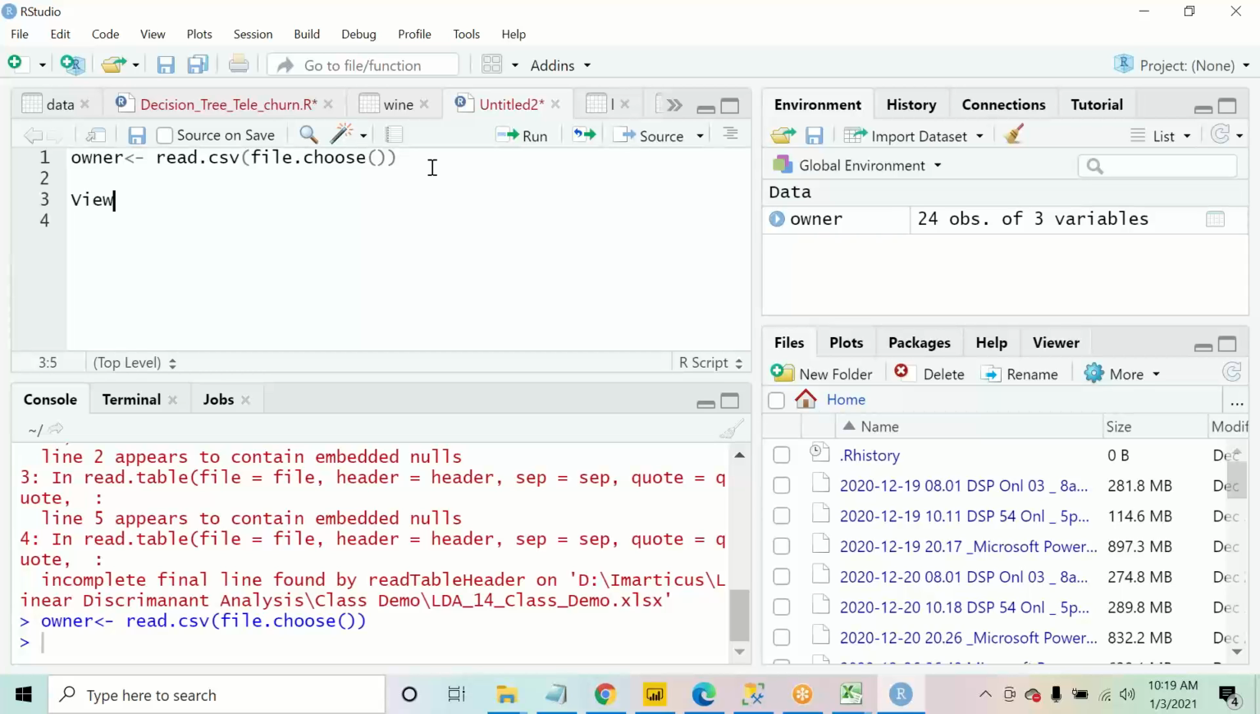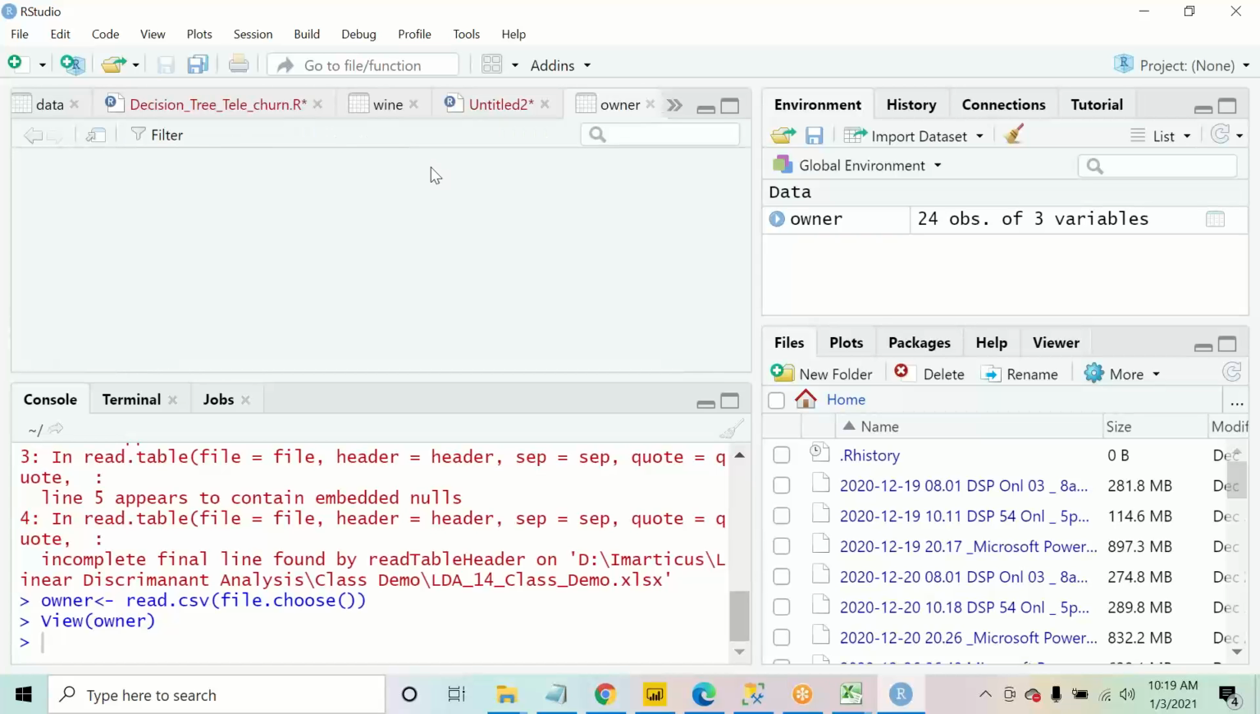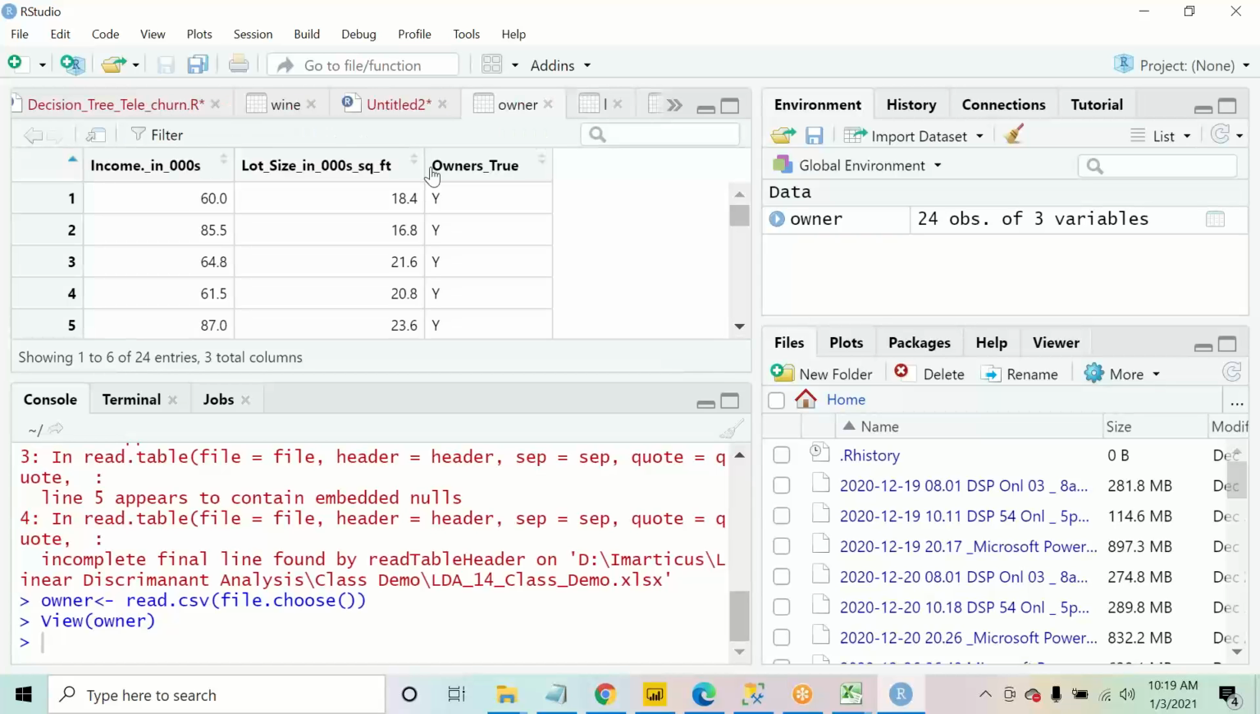So let us view this file now. So we have loaded the data of owners, and this is how the data looks to me. So income, lot size, and owner and non-owner.